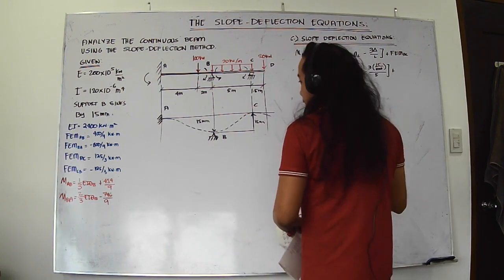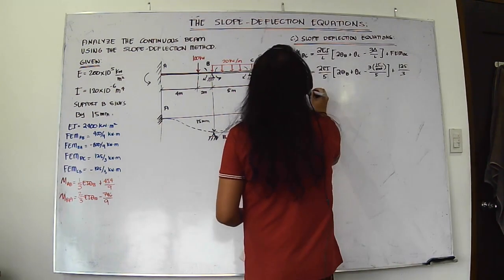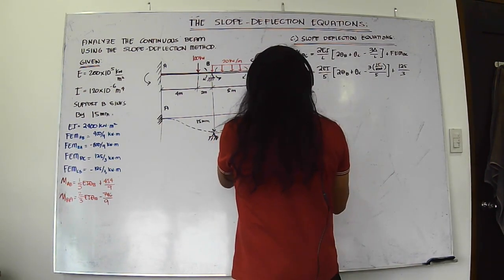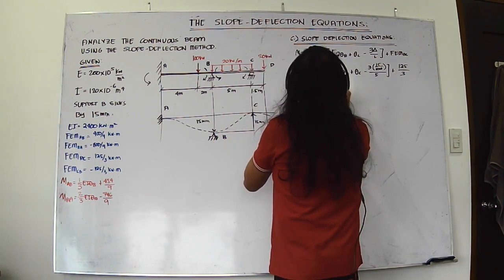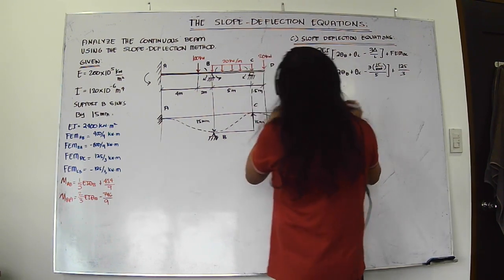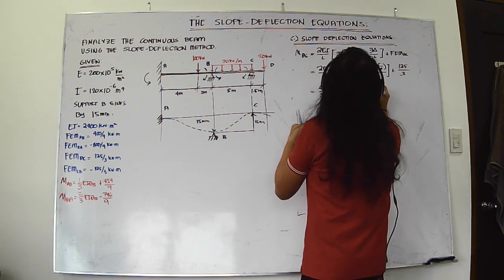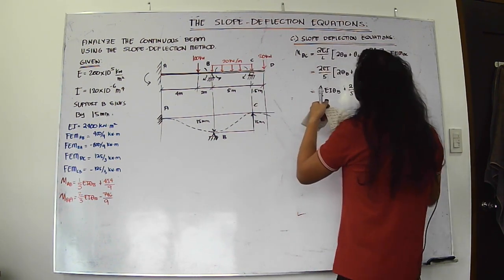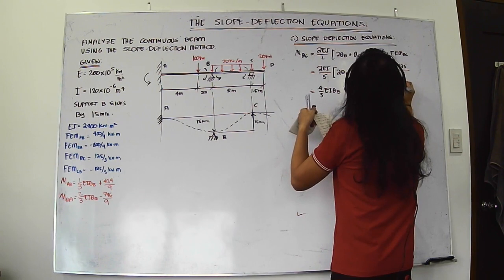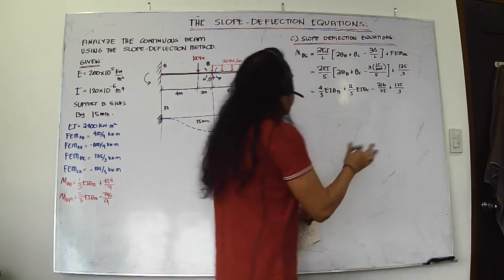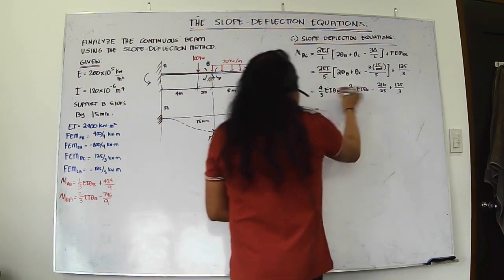FEMBC is equal to 125 over 3. So simplifying this, we'll just have 4 over 5 EI theta B. For theta, just retain it. Don't substitute directly, because you might make mistakes in the computation. So just try to keep things simple, with an organized approach.